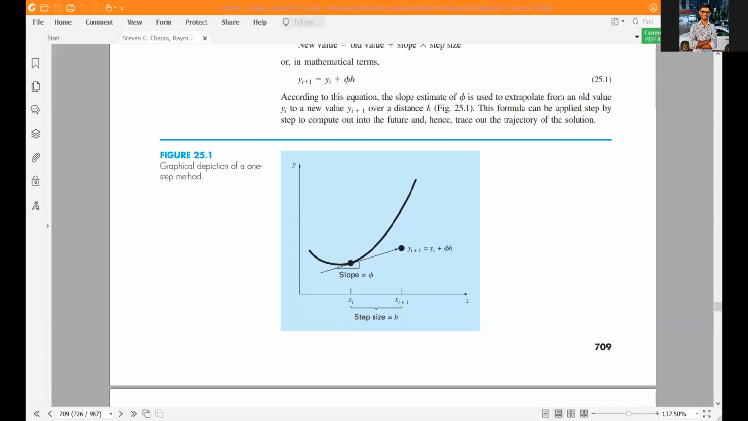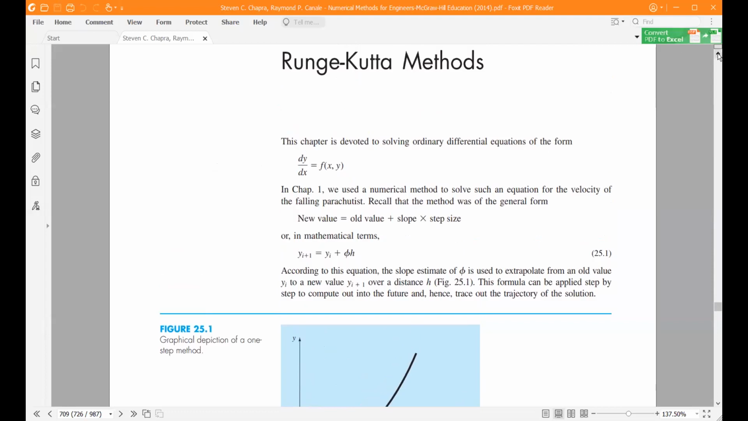Okay, now I am showing this thing to you. This is your text. That first thing that we discussed in chapter 1 is that we started with a simple differential equation of first order.